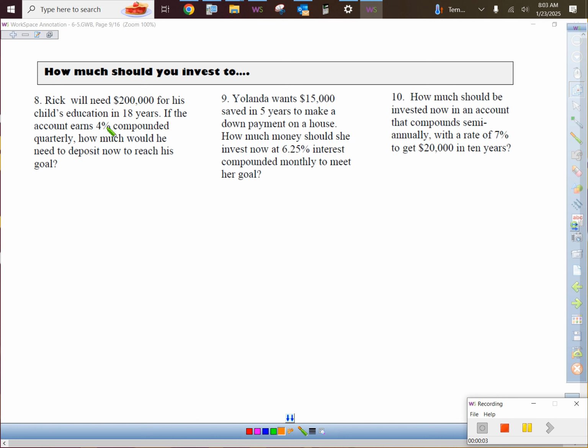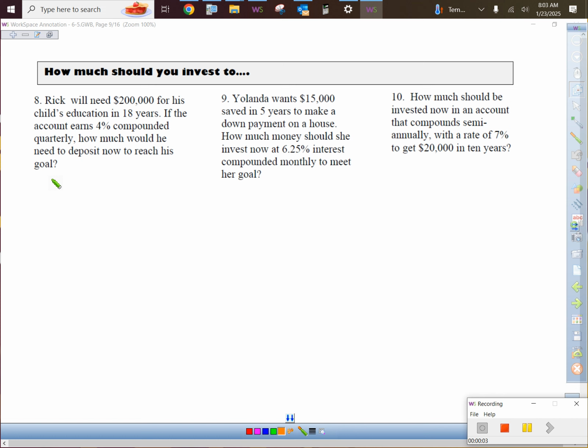If the account earns 4%, which is less than 5, it's not the best thing in the world, compounded quarterly, how much would he need to deposit now to reach his goal? First question, compound interest formula or PERT? Which one should we use? Compound interest, because they don't have what word in there? Continuously.